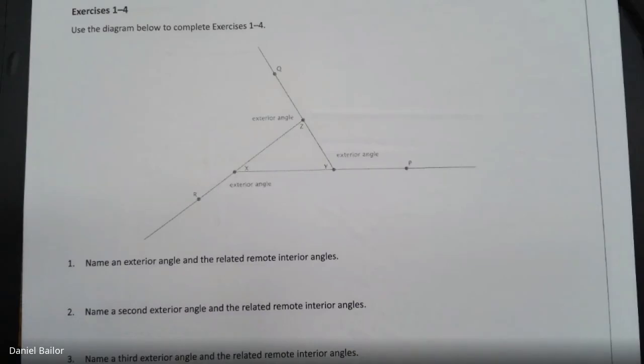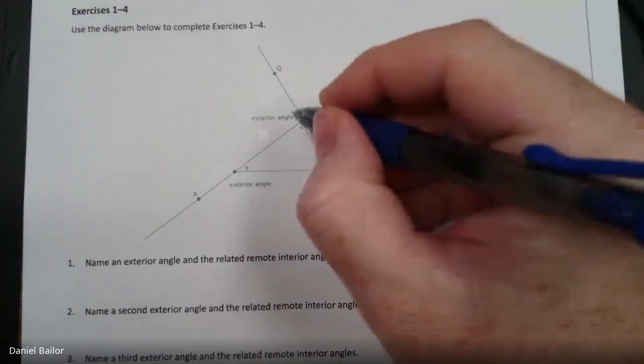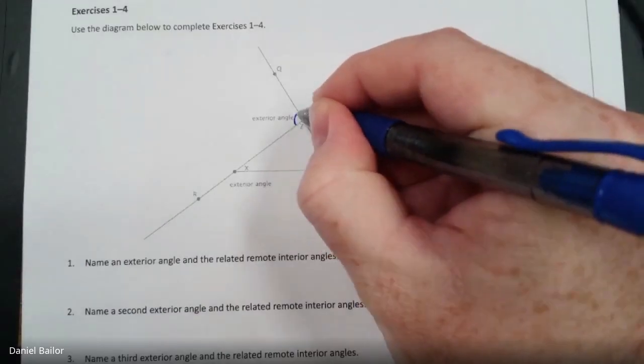So let's look at lesson 14, page 149. Let's go back, because it's asking us to name some angles and to show how they are related. Number 1 says name an exterior angle and the related remote interior angle. So let's start right here with this blue angle. I'm going to label it blue.